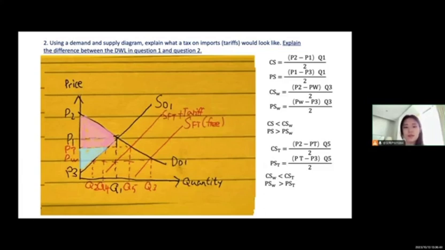And the PST is greater than PSW. The domestic producer is better off when there is a tariff, and the foreign producers are worse off when the tariff is introduced, because now they will export less of the quantity.